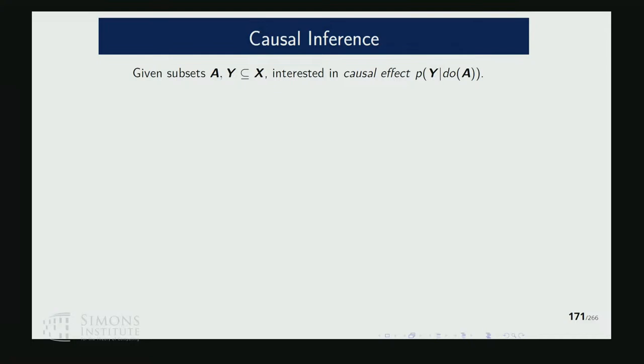So one last example that I want to focus on more is estimating causal effects. In this case, suppose we have a variable set X, and given some subsets, we're interested in the causal effect: what the probability of Y will be if you intervene on variables A. Here Y and A are disjoint sets of variables. Of course, in general, correlation is not causation, so this is not the same as the conditional probabilities we saw so far.